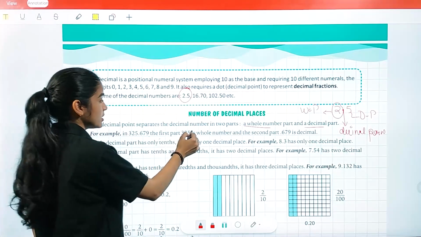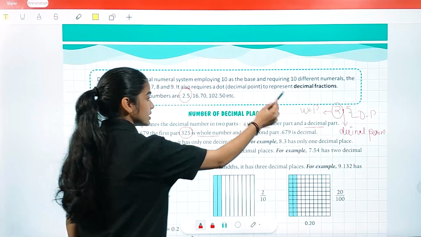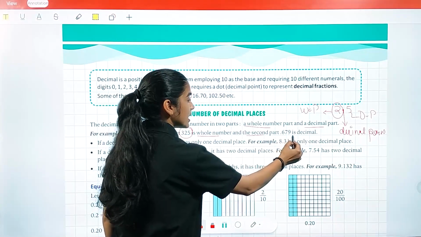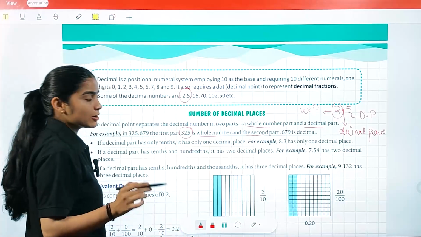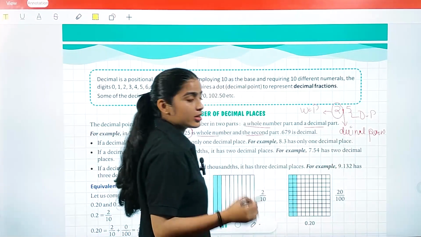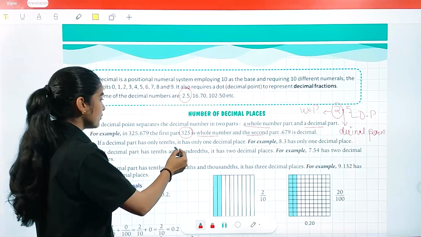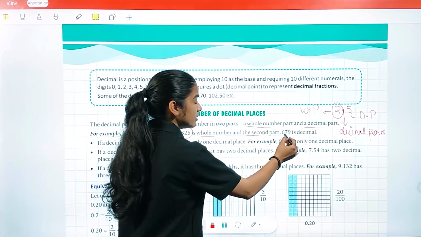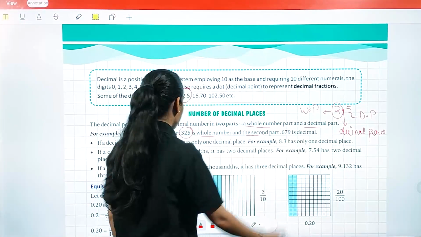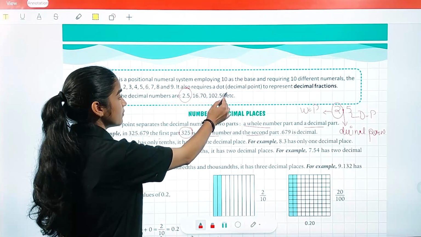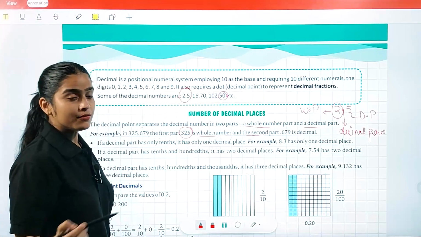Okay students, now for example in 325.679 the first part is 325, a whole number. Similarly, the second part is 0.679 as decimal. Always keep in mind that after the point you have to read your numbers separately. For example here we have 679, we cannot read it as six hundred seventy-nine, we have to read it as six, seven, nine. In another example, here we have 102.50. So we cannot say fifty. We have to say five, zero.